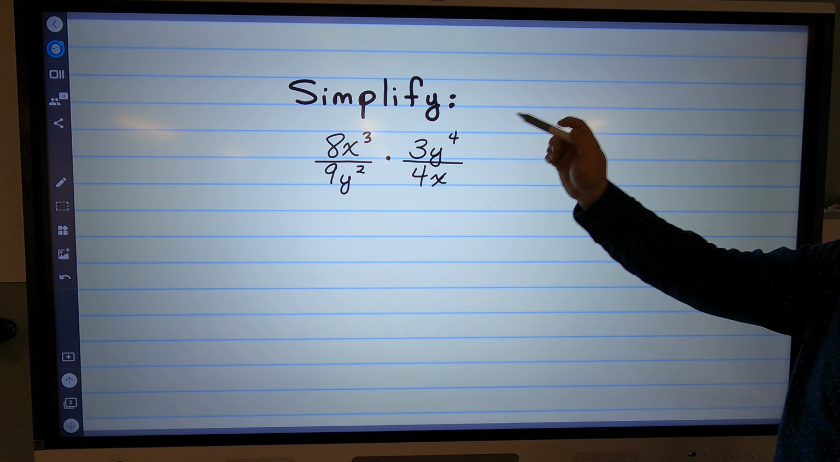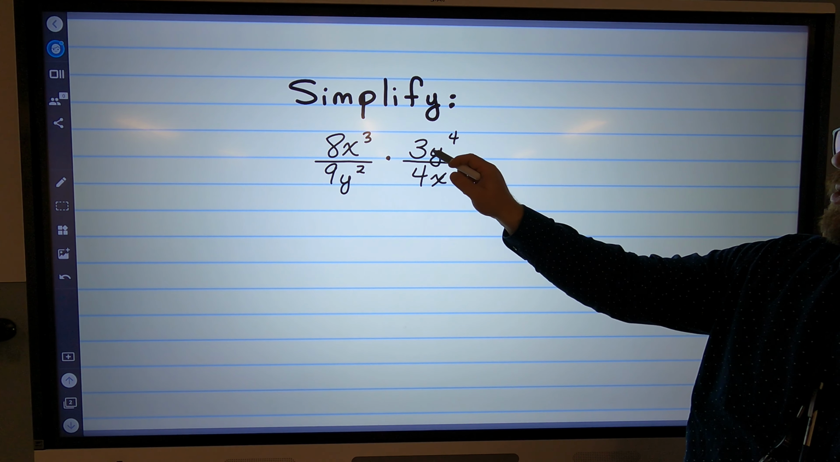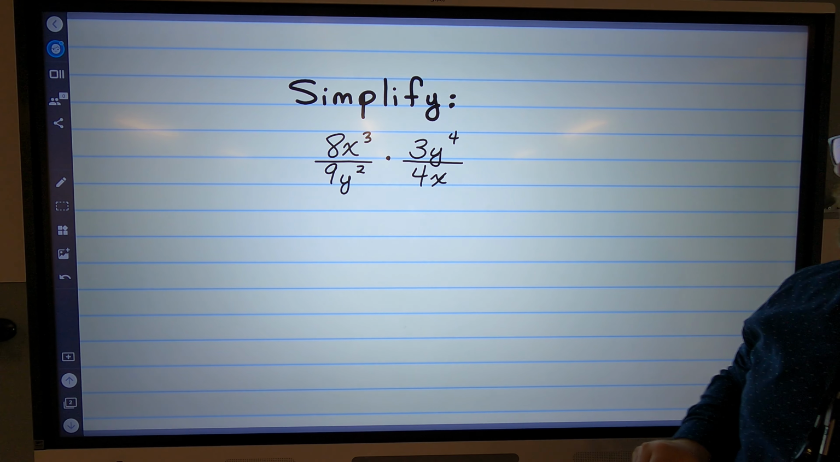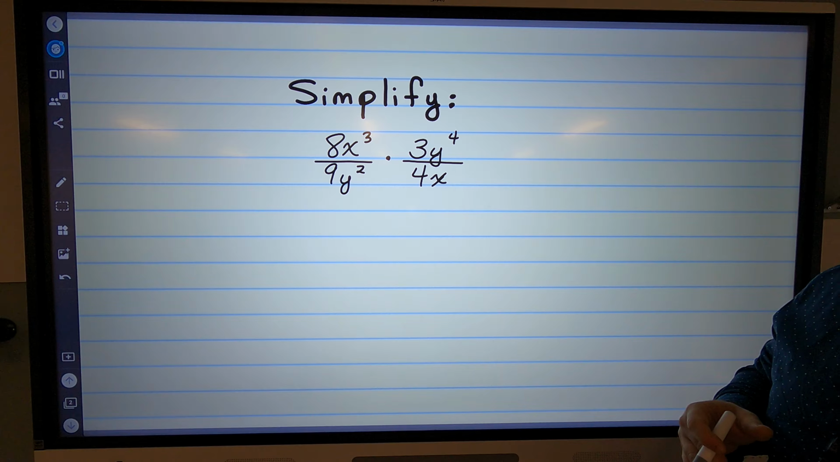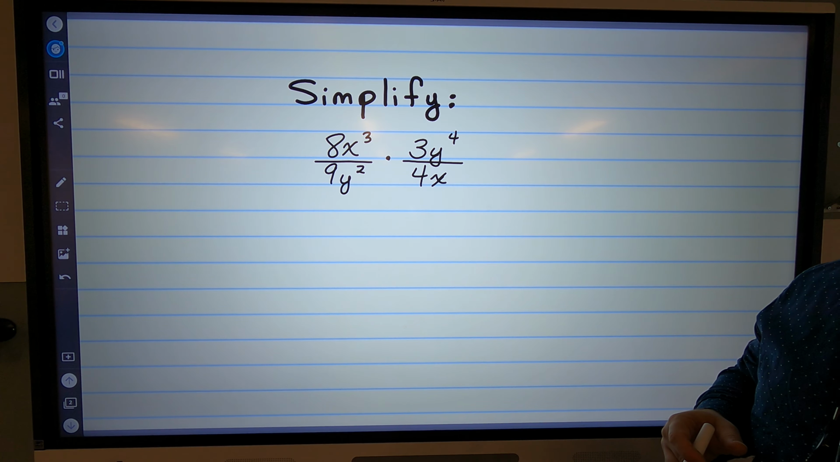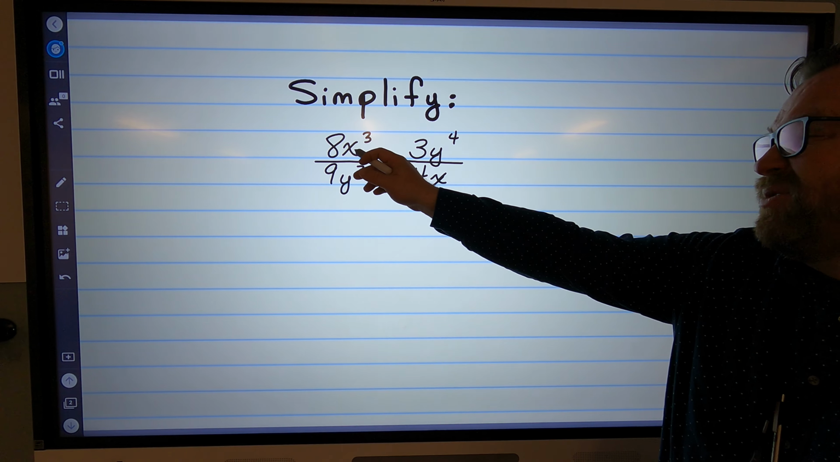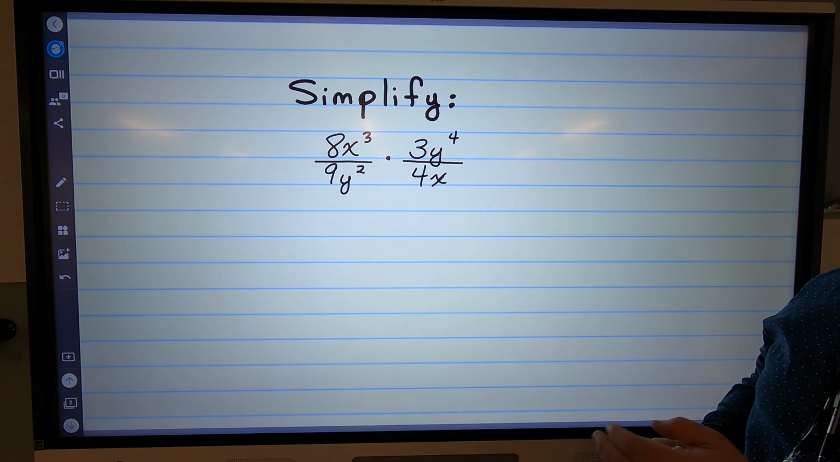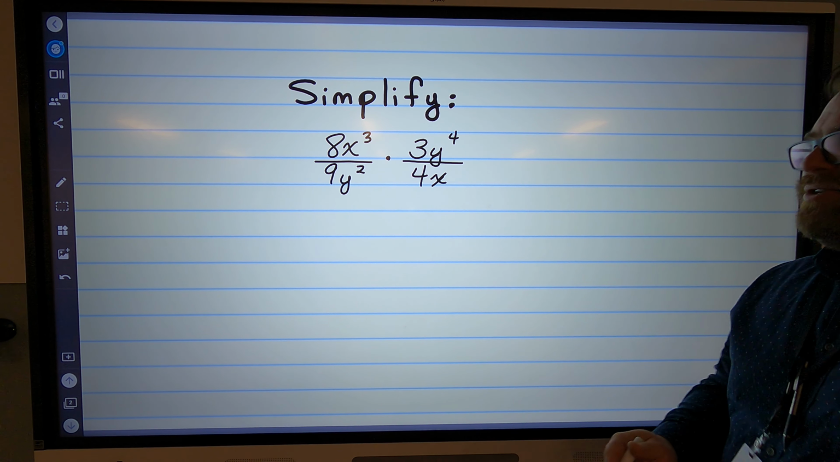Okay, in this problem we're going to simplify 8x cubed divided by 9y squared times 3y to the fourth divided by 4x. Now what I like to do when I'm starting to demonstrate how to do this is break the numbers apart into their prime factors, and then each variable, since for instance this one's x to the third, I'm going to write as 3 x's multiplied together. So let me show you what I mean.